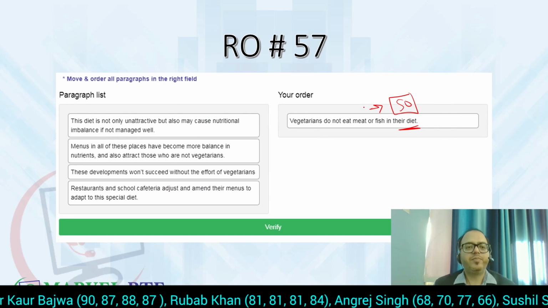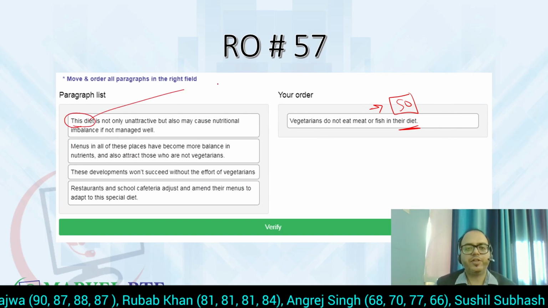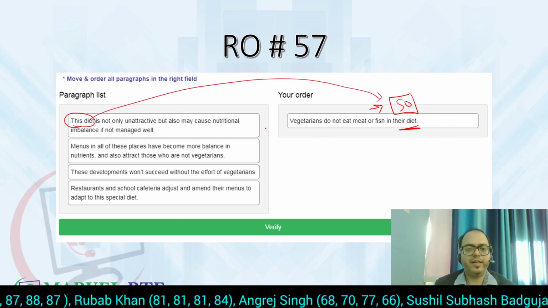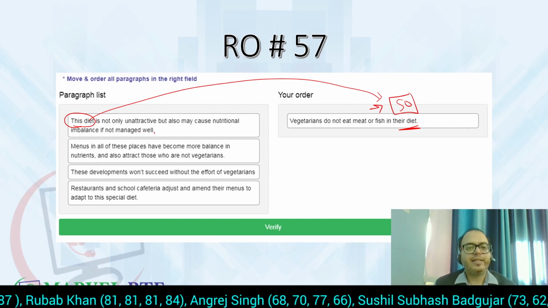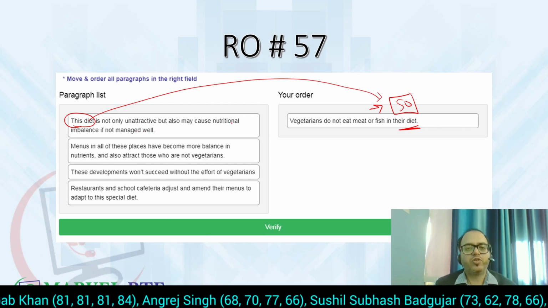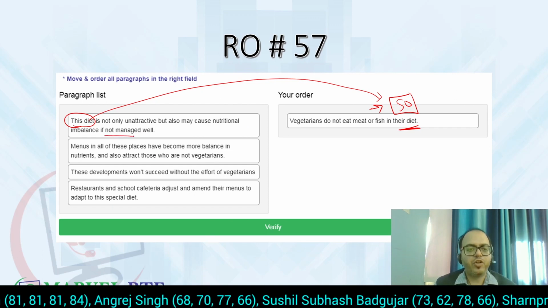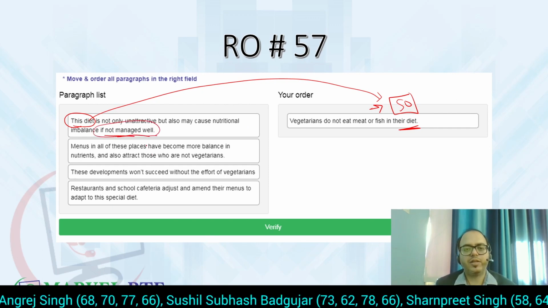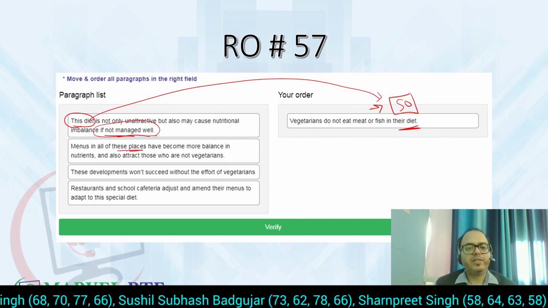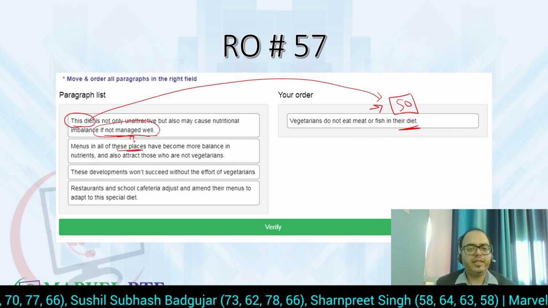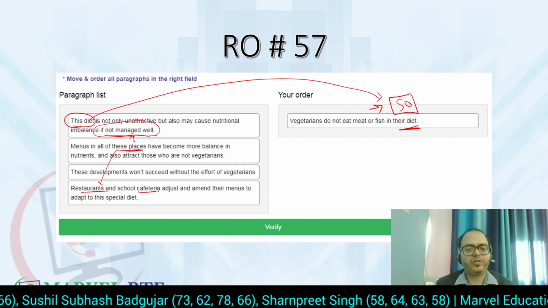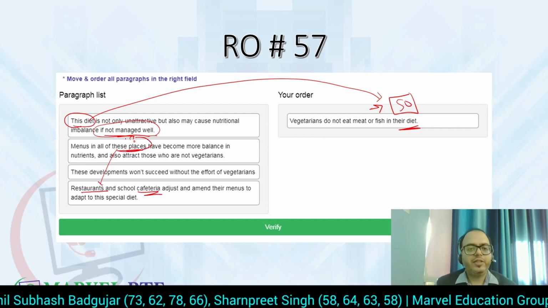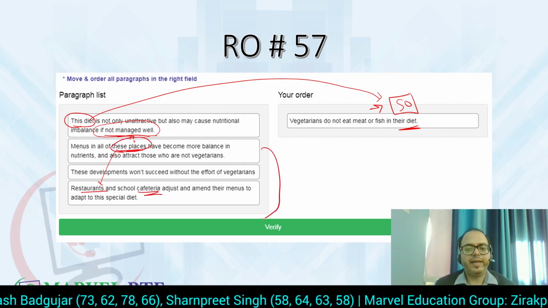We have to see, here this diet, who is it referring to? It is referring to this diet. Okay? So this diet is not only unattractive but also cause nutritional imbalance if not managed well. If it is not managed, nutritional imbalance can happen. Menus in all of these places, which places? Here, what we were discussing, restaurants and school cafeteria, so these places will come after this line.